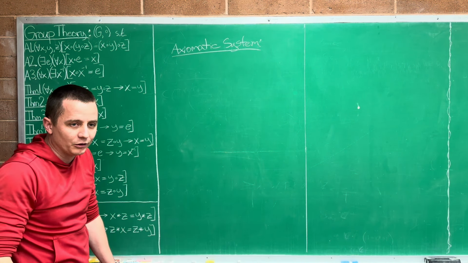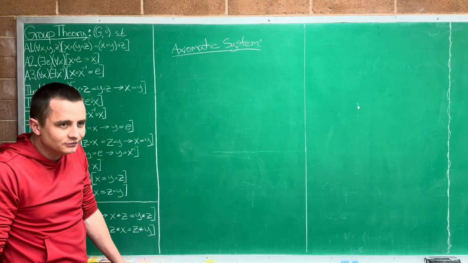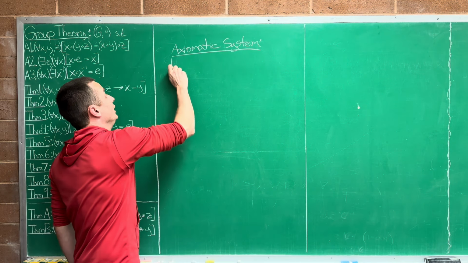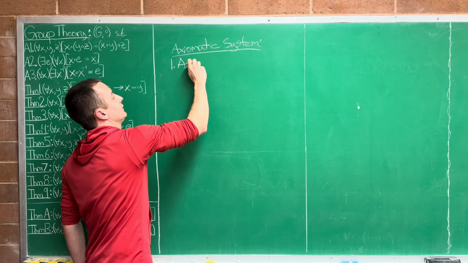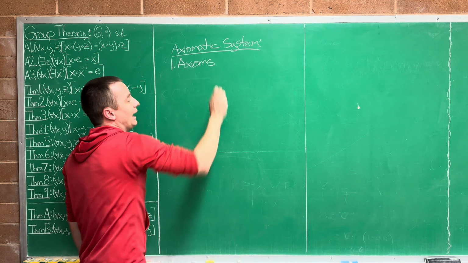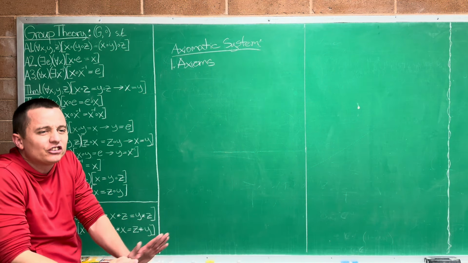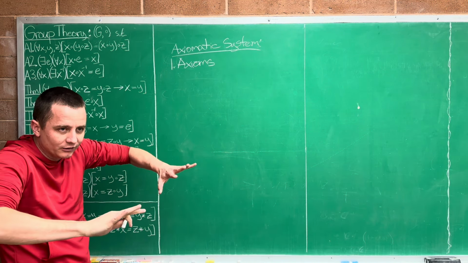Every axiomatic system is composed of 4 things. I'll give you a hint. One, axioms. That's in an axiomatic system. What are the axioms? They're initial assumptions. They're starting statements that we're going to work with.